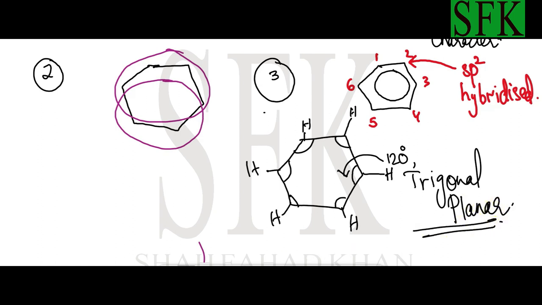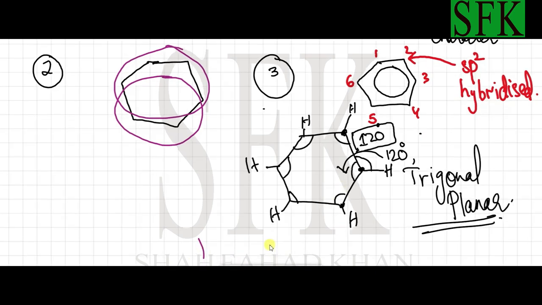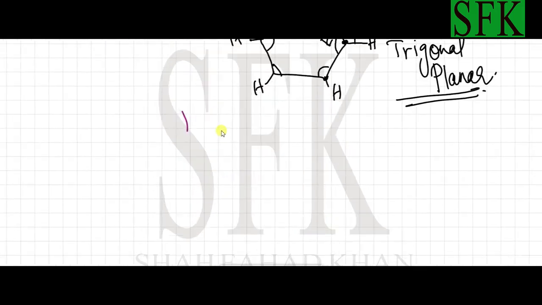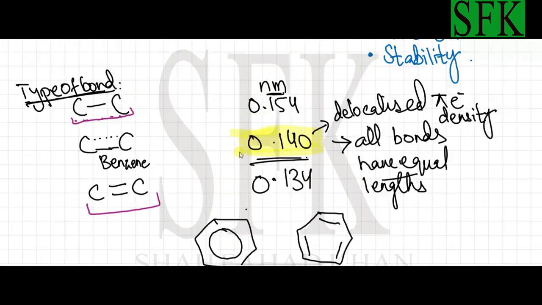So carbon atoms are sp2 hybridized. The bond angle, the carbon-carbon-carbon or the carbon-carbon-hydrogen, this angle, is how much? It's equal to 120 degrees, due to which its shape is known as trigonal planar. That's on the structure of benzene.